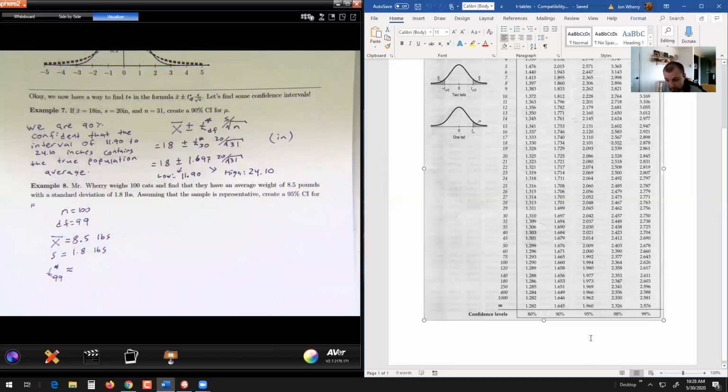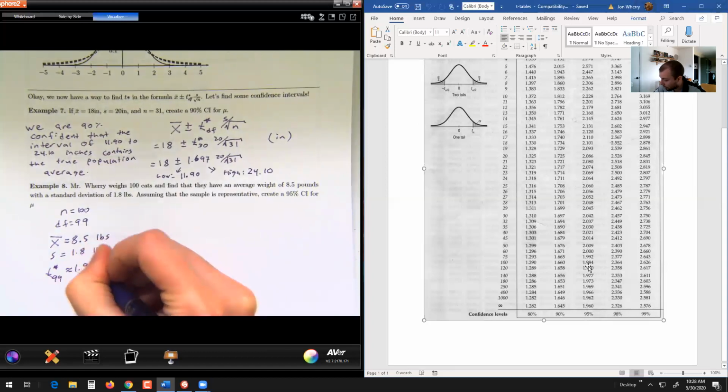Let's find that critical value for 99 and 95%. So I'm going to the 95% column, and 100 is really close to 99. So let's go with the 1.984 value.